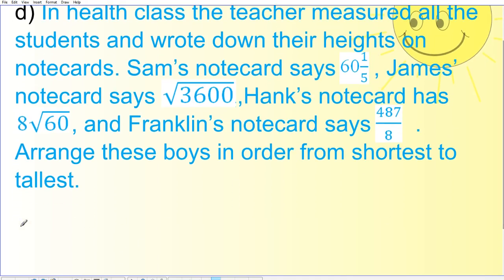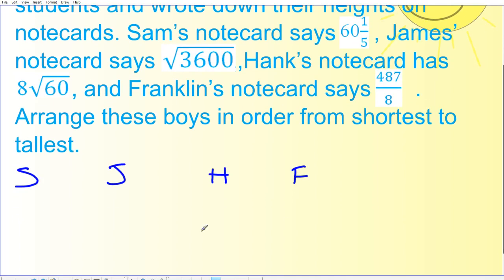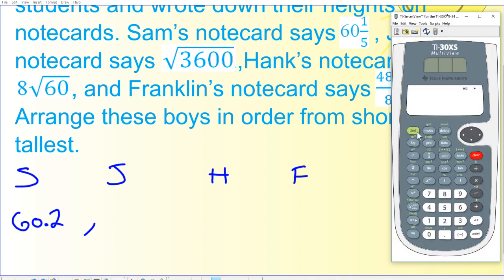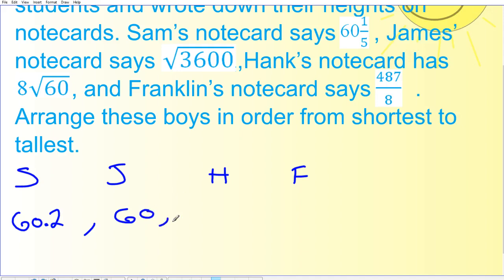Alrighty, here we go. So we've got Sam, James, Hank, and Frank. So Sam is 60 and 1/5. Again, I'm going to take each of them and put them as decimals. So I know that Sam is 60.2. James is the square root of 3,600. That is going to be exactly 60, I'm pretty sure. But I'm going to calculate just to make sure I don't make a bonehead mistake. Yep, it's exactly 60.